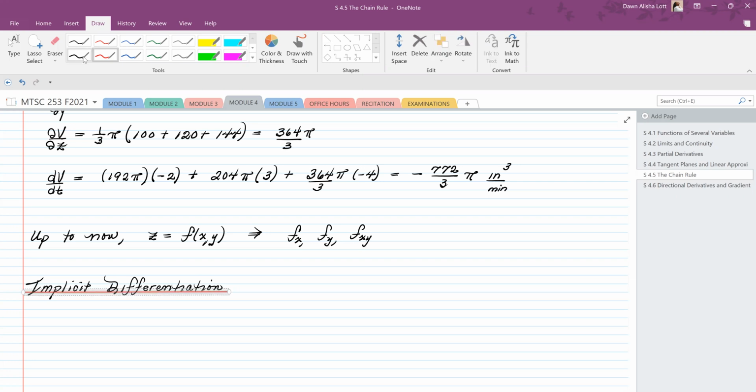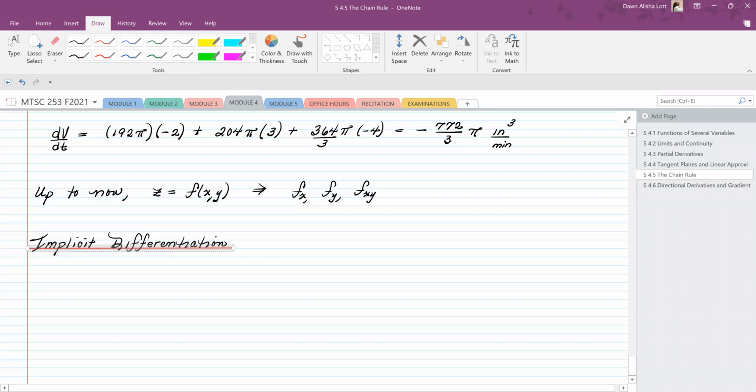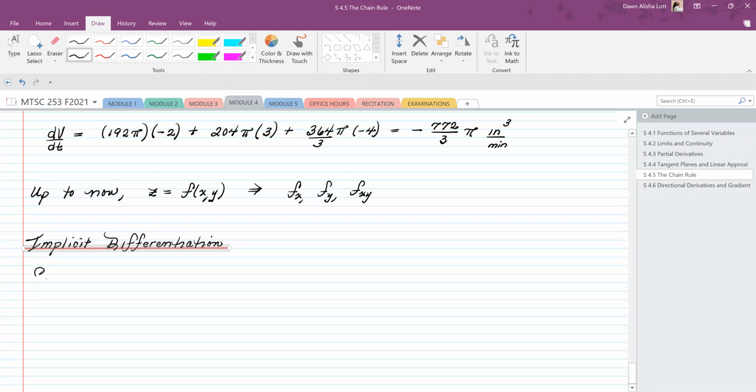Okay. So for implicit differentiation, we want to suppose that we have w is a function of x and y. All right. And here y is a function of x.